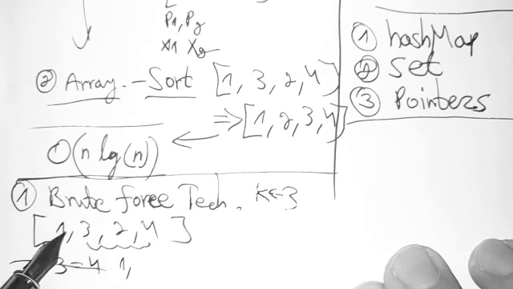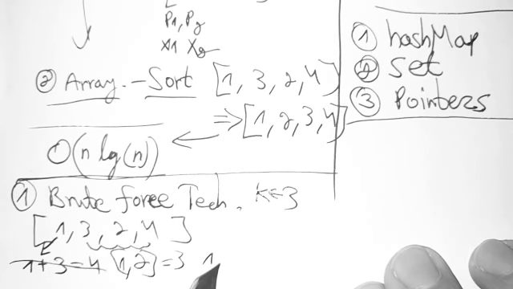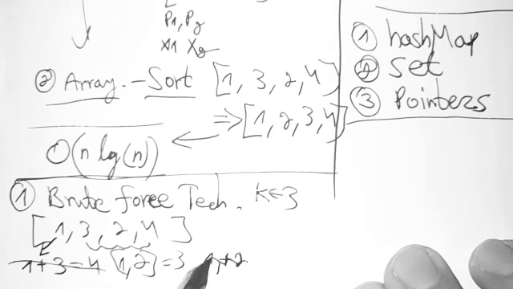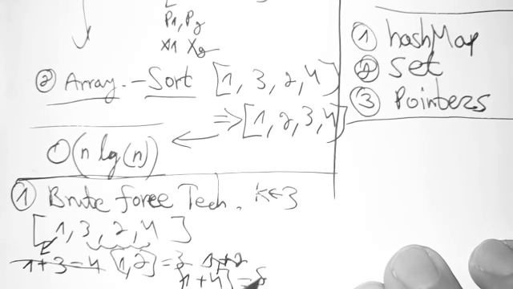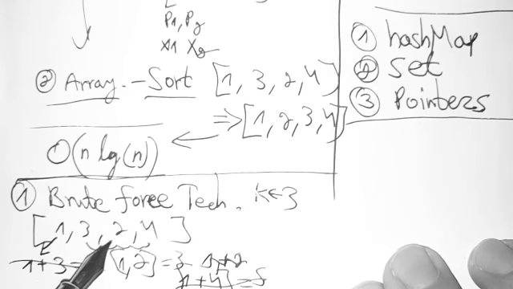We take 1, same number, and 2, yes, they sum up to 3. Good, we have an answer. We take 1 and 2, so we take 1 and 4, and we get 5. So no, so we have one answer.